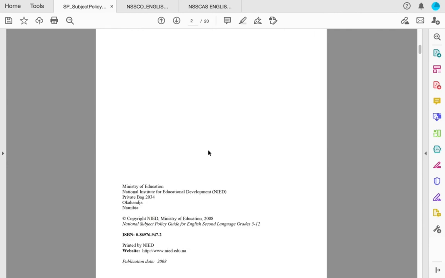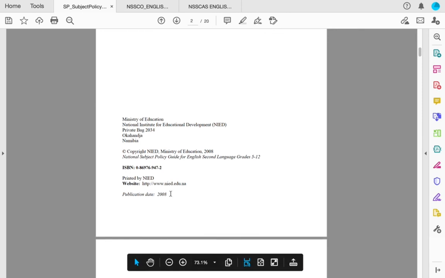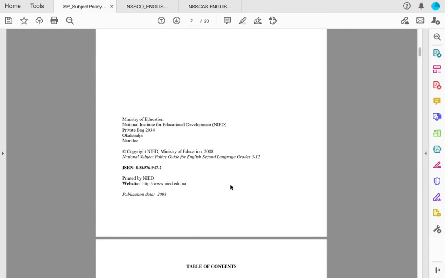The copyright, like the people who have compiled this syllabus, is NIED and Ministry of Education, and this was done in 2008. I think that's when they started working on it, and it was published. Oh yeah, the publication date is 2008, but it was used, I believe, starting from 2009.